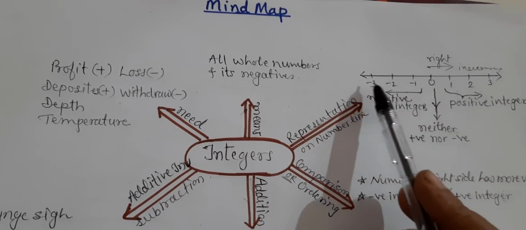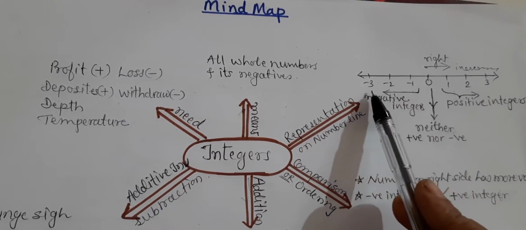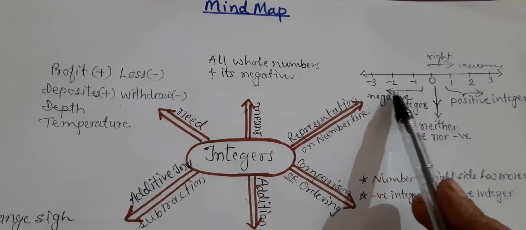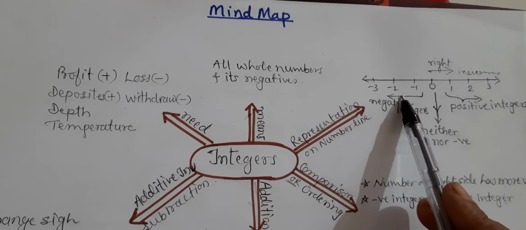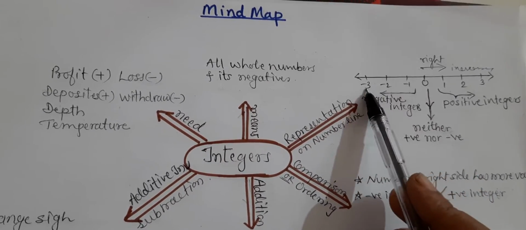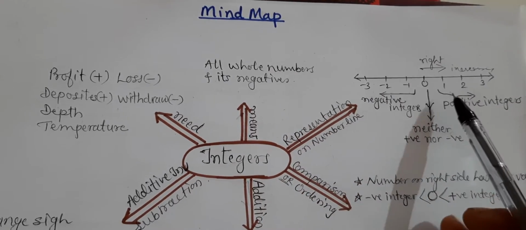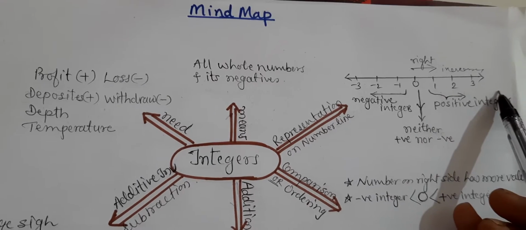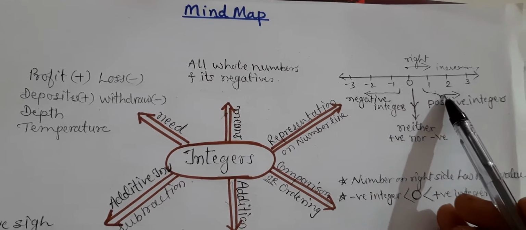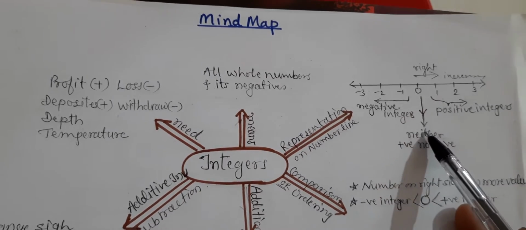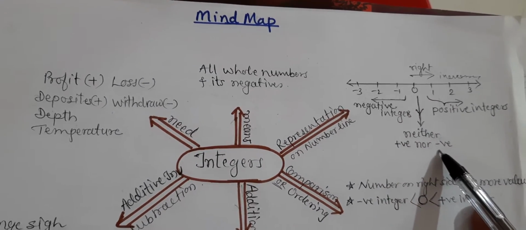Now here we can see all the numbers which are situated to the left side of the 0 on a number line are represented as negative. These are called the negative integers. So -1, -2, -3 and so on will be negative integers, whereas 1, 2, 3 are all situated at the right side of the 0 on a number line. These are called the positive integers, and 0 is neither positive nor negative.